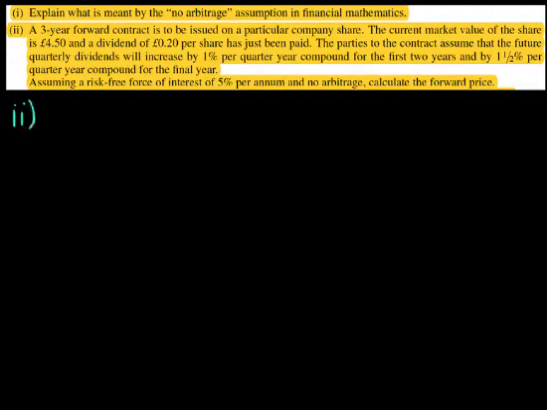And now looking at some of the maths. So a 3-year forward contract is to be issued on a particular company share. So let's just take a look at what 3 years looks like. And that's where we are. The current market value of the share is £4.5. There's a dividend of 20 pence per share which has just been paid. The parties on the contract assume that the future quarterly dividends are going to increase by 1% per quarter year compound for the first 2 years, and then 1.5% per quarter year compound for the final year.